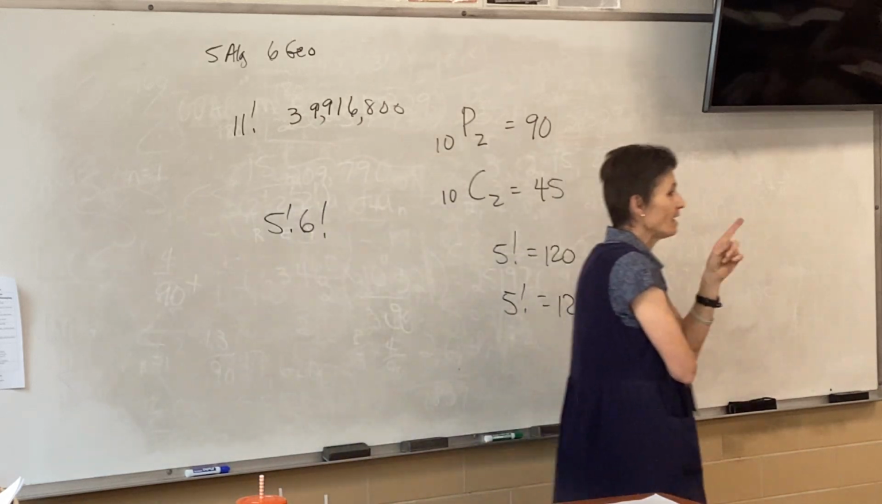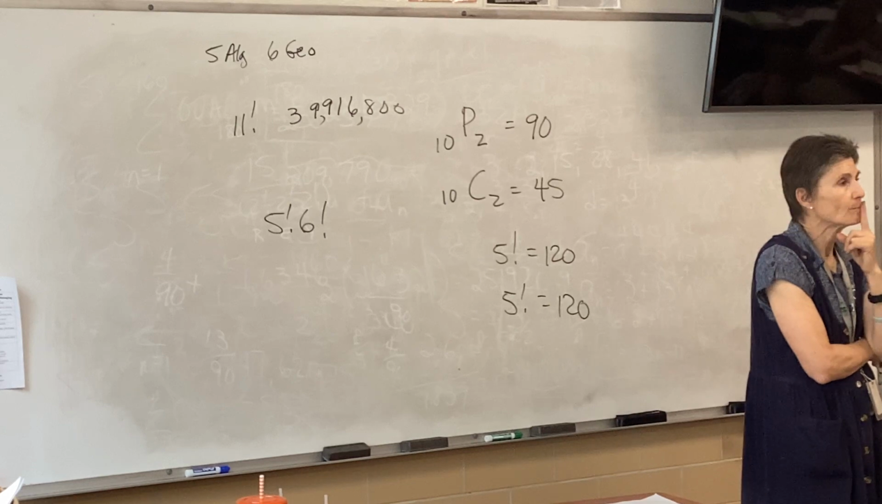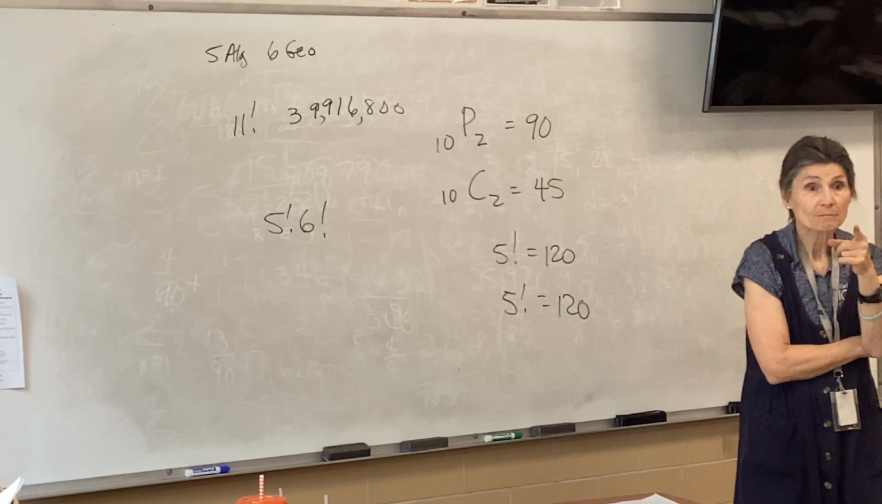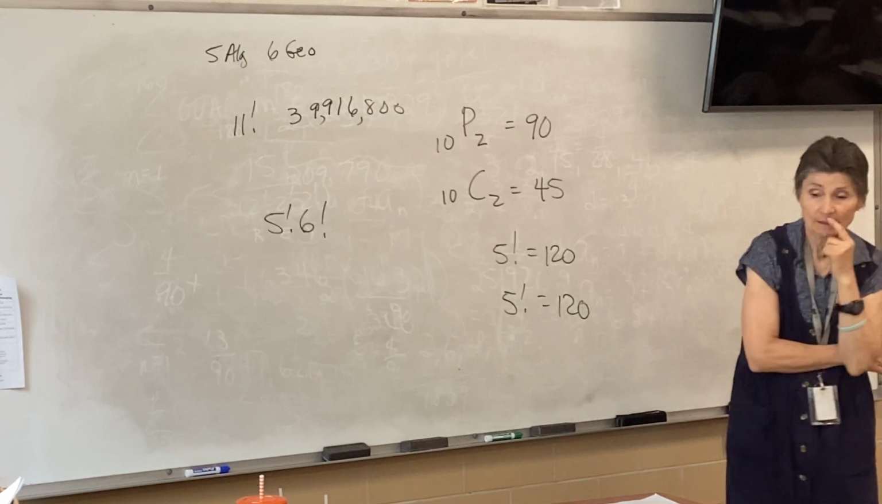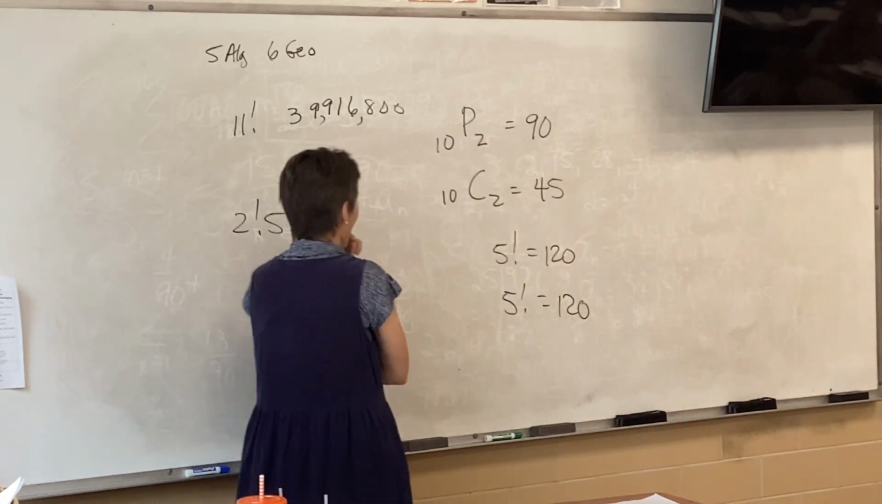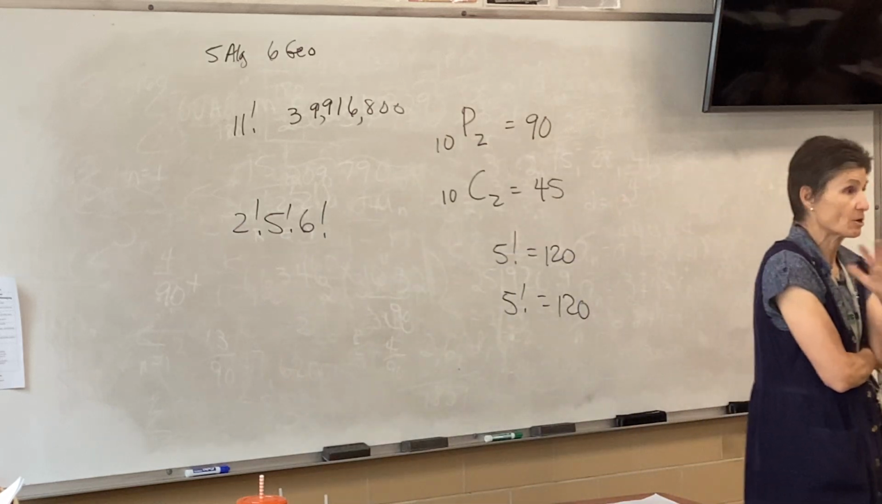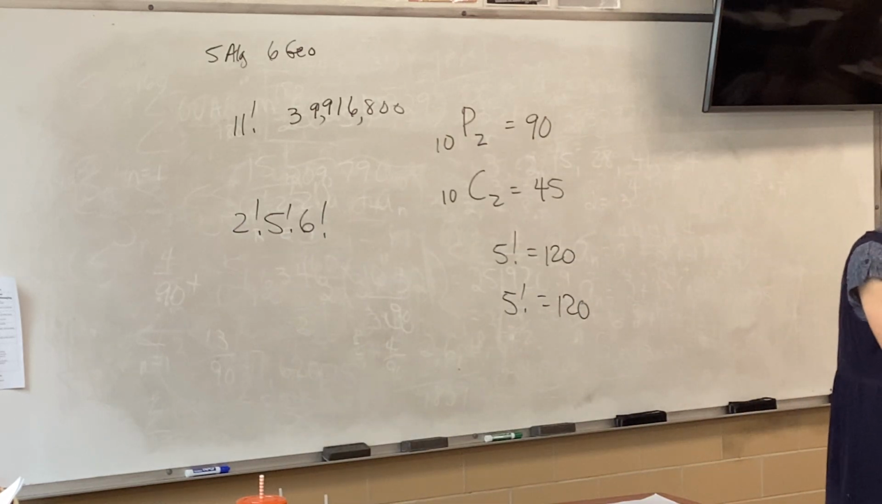But there's something else that's in this problem. Over 2 factorial. What? Not over 2 factorial, times 2 factorial. And here's why. First of all, we only divide when we have duplicates. Okay? These aren't duplicates.